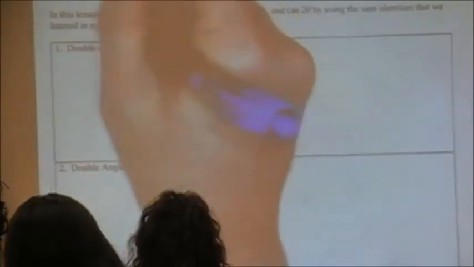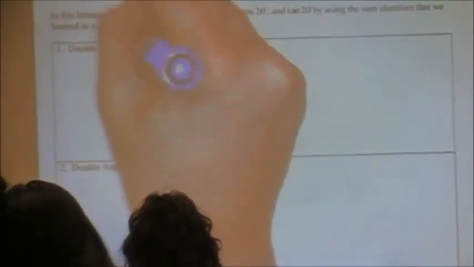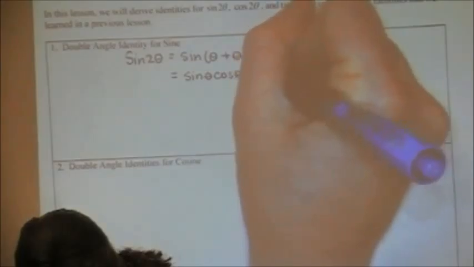So we'll do sine first. Sine 2 theta is the same thing as saying sine of theta plus theta. Right? Because theta plus theta would be 2 theta. So now we're going to use the sine sum identity that we were using Friday and yesterday. So sine of theta cosine theta plus cosine theta sine theta.